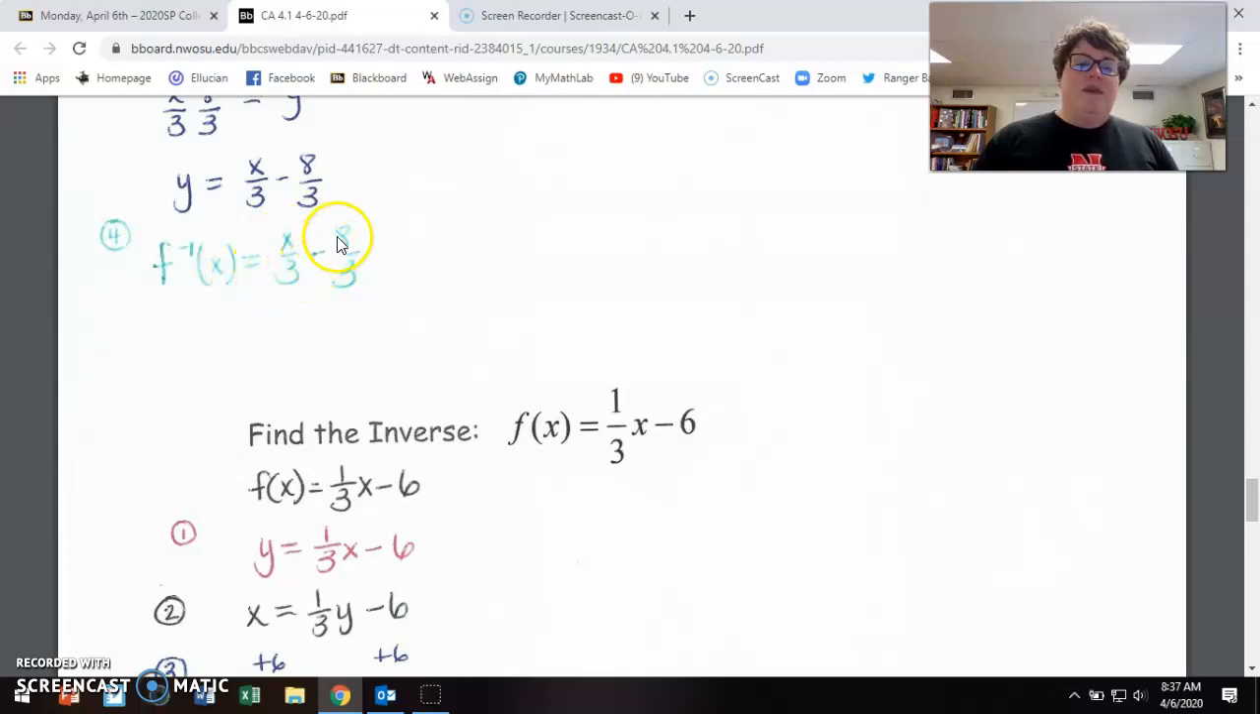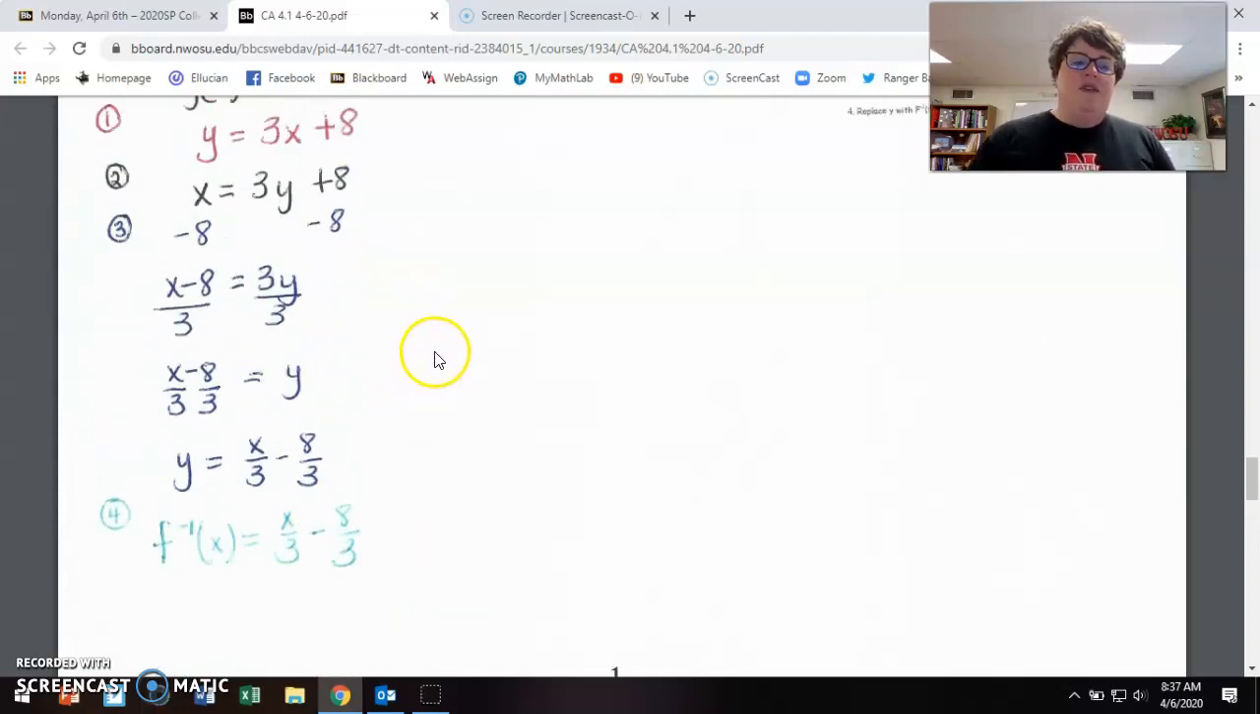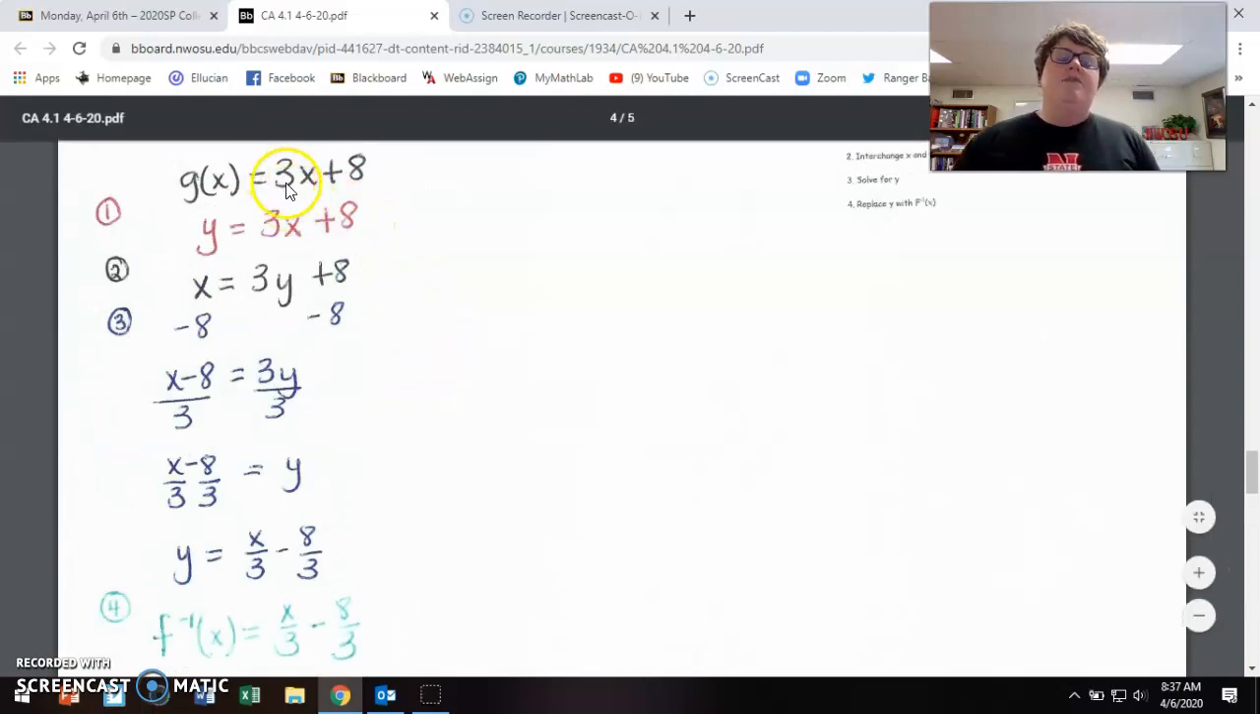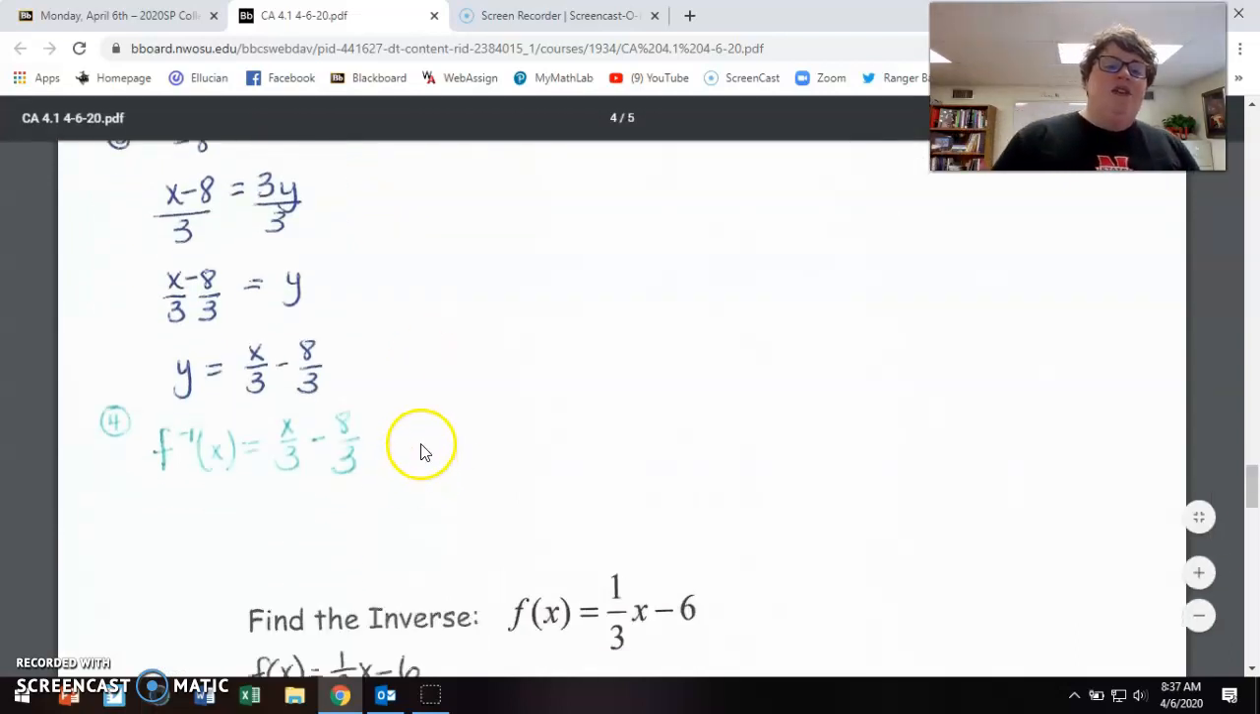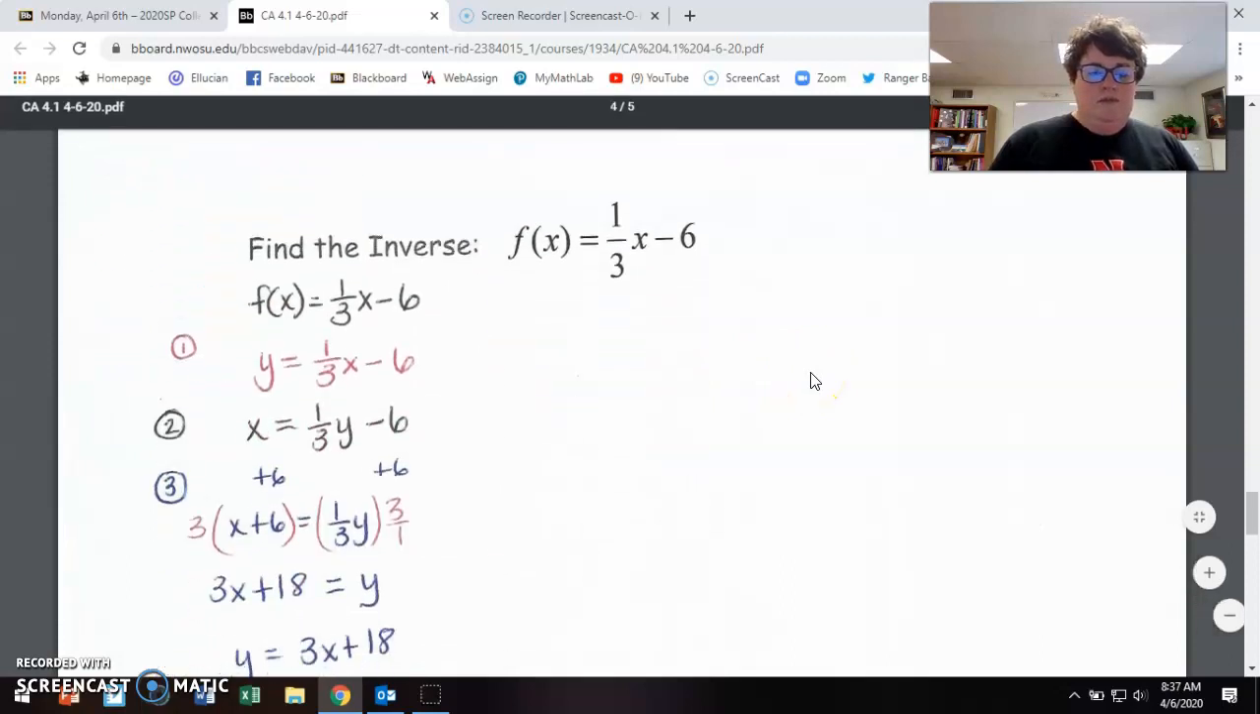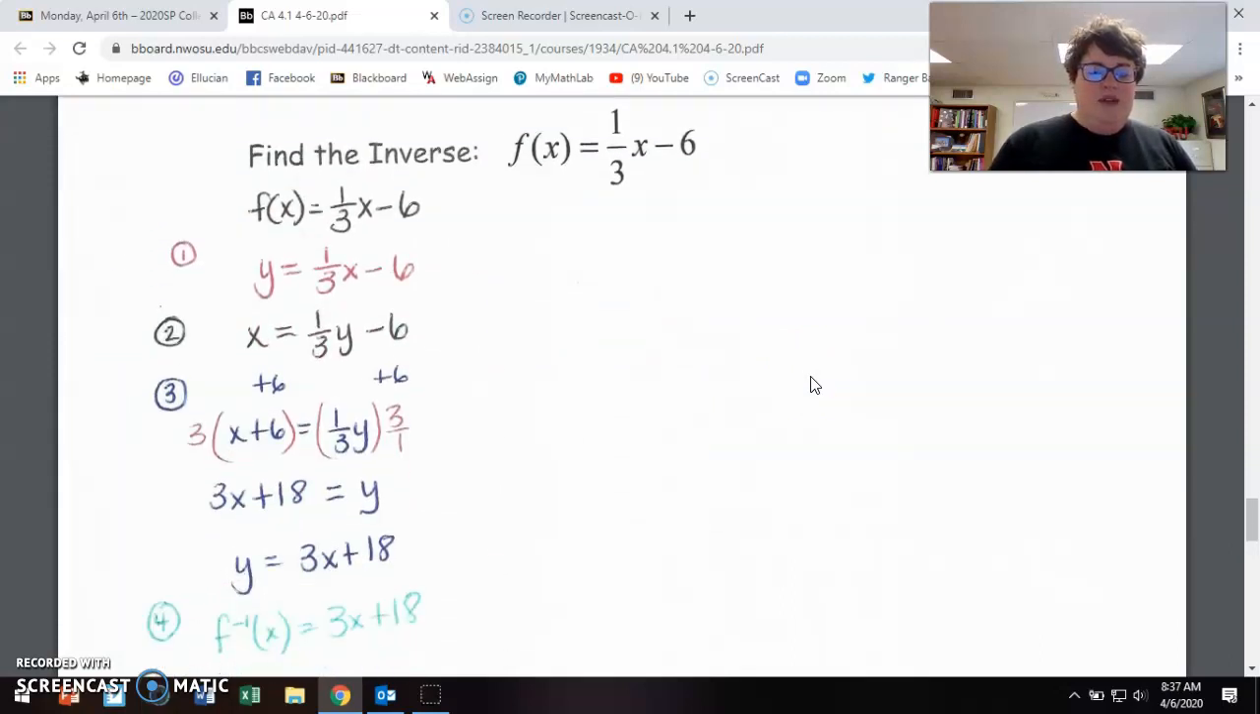So x over 3 minus 8 over 3. If you think about it, in your original, you multiplied by 3 and added 8. So if you'll notice down here, you're dividing by 3 and you're subtracting 8. So inverses of each other.